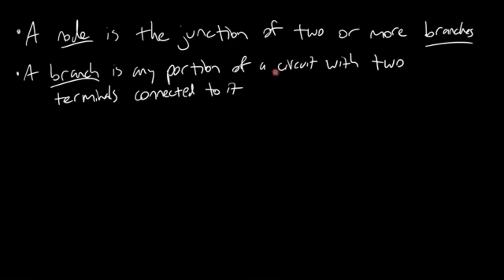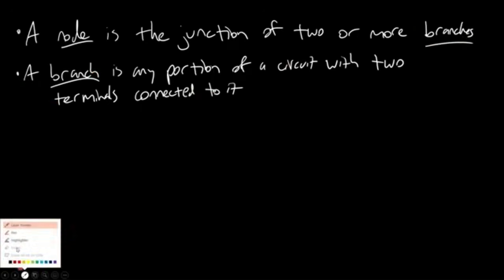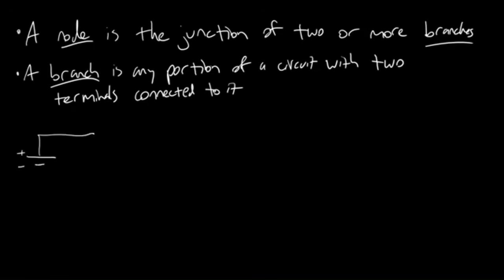A branch is any portion of a circuit with two terminals connected to it. Okay, great. What does that mean? So, for example, if we draw our usual very simple circuit with just a battery and a resistor, I would say that this circuit has two branches. So anything where you can draw a bounding box around part of the circuit, and then there are two external terminals to connect to, and that is a branch.